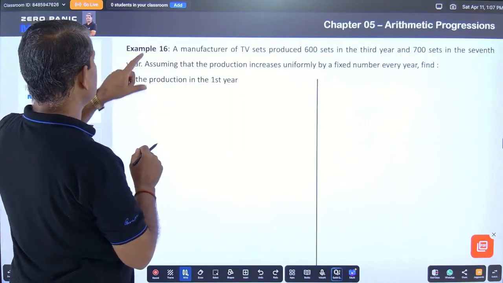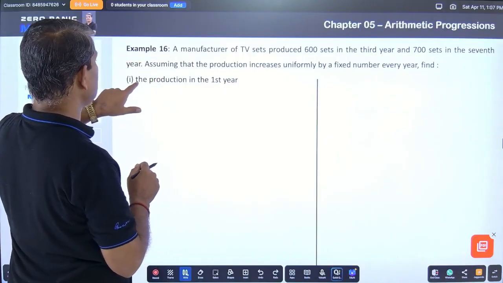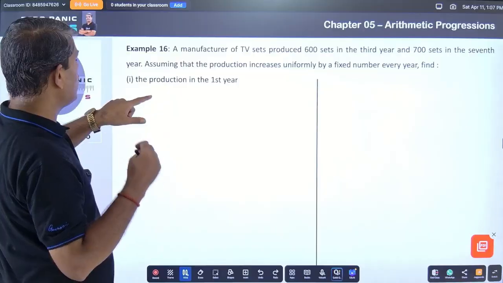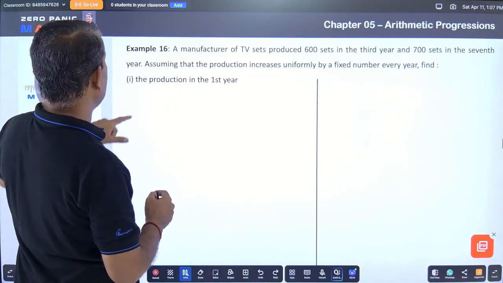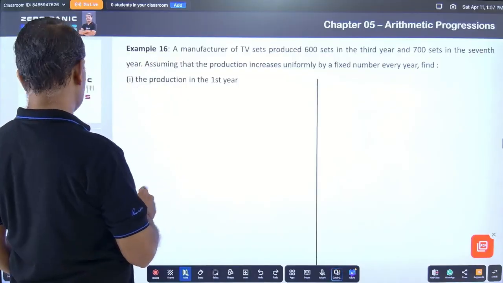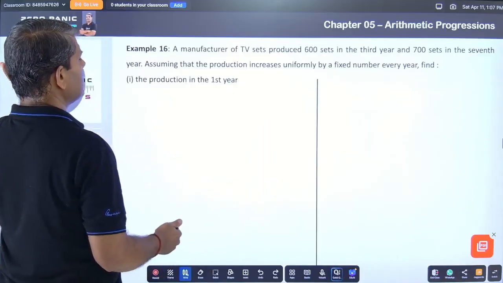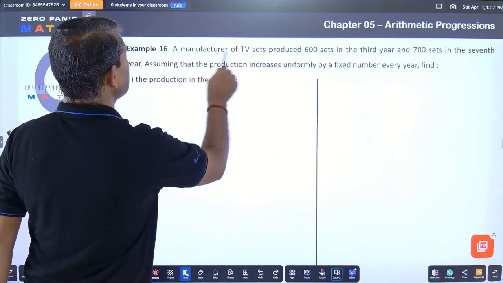This is the 16th example, in which there are three different sub problems: 1, 2, 3. We will solve it slide by slide. Let us read the problem.